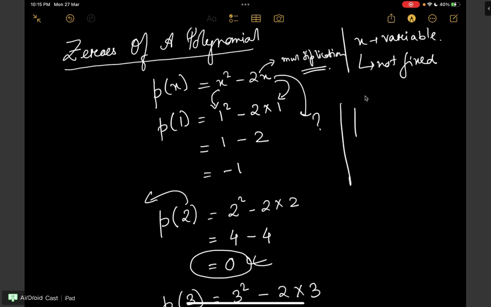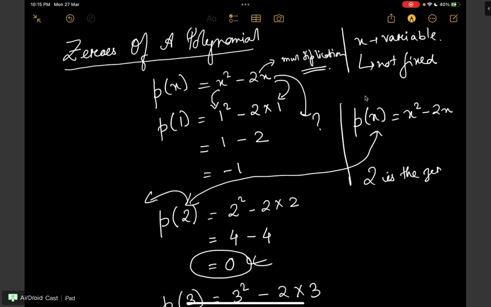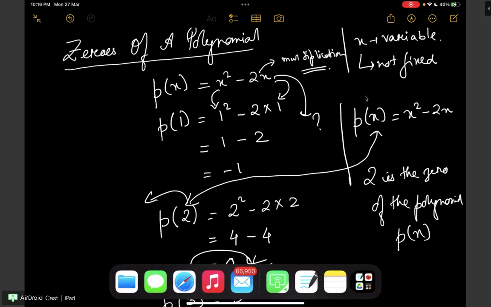So here, what can we say as the zero of this polynomial p(x)? p(x) is x square minus 2x. So by putting what value in place of x are we getting 0? In place of x, as we put 2, we are getting the value as how much? As we put 2, we are getting the value as 0. So 2 is the zero of the polynomial p(x).